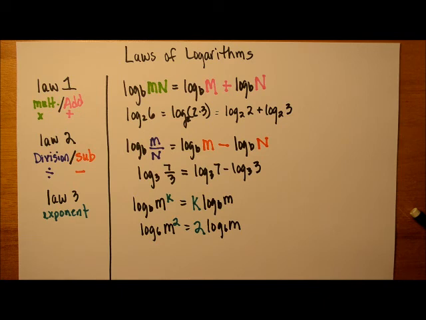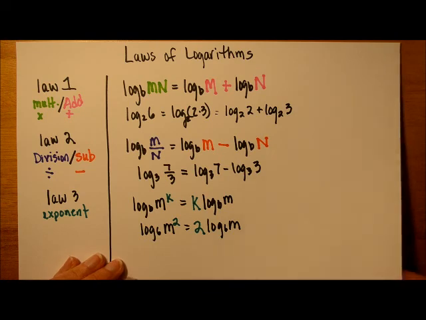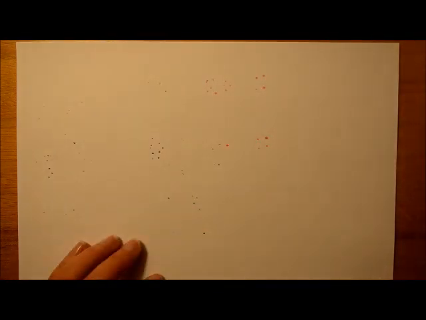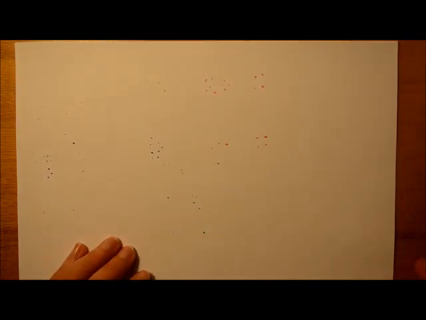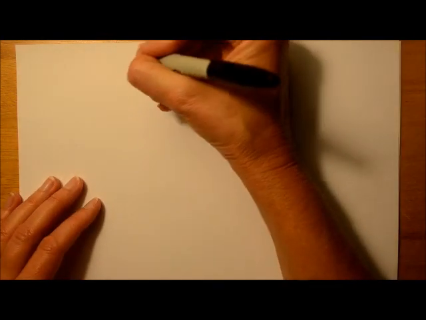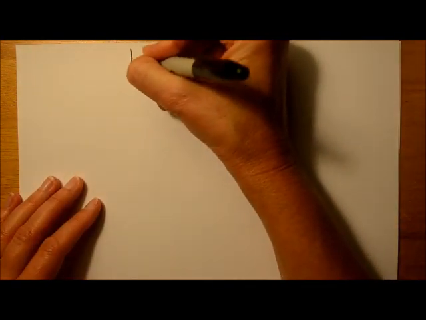Alright, now let's look at an example. These are usually used together. I'm going to switch pages on you because I'm going to run out of room. And I will show you what I mean. Okay, so laws of logarithms continues.